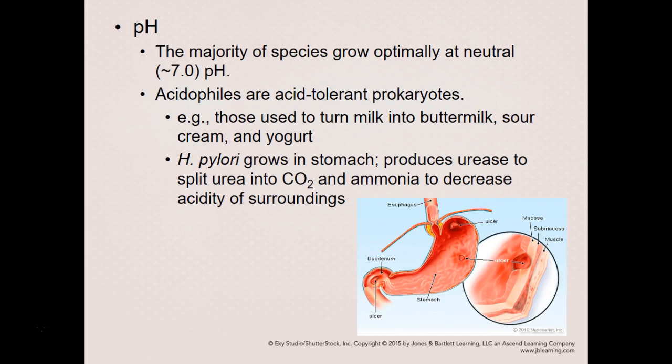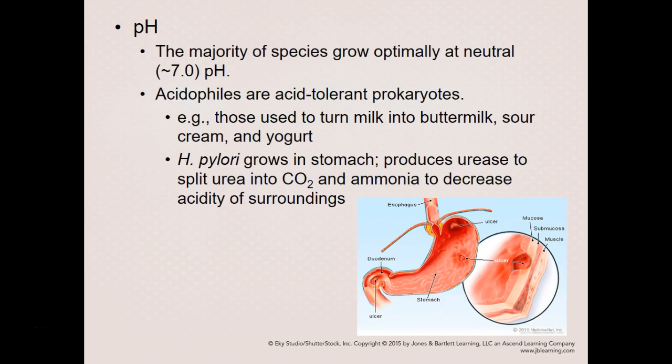So if the pH is optimal, the proteins work most effectively. But if pH changes, either increases, becomes more alkaline, or decreases, becomes more acidic, then the proteins will break down. They will denature. And so pH has a lot of influence on the growth of microbes.